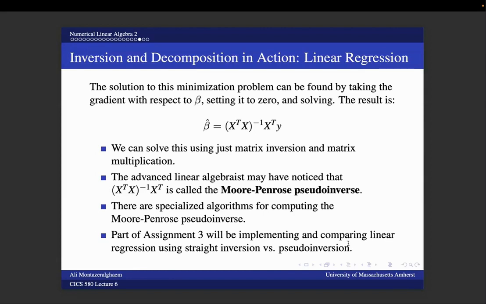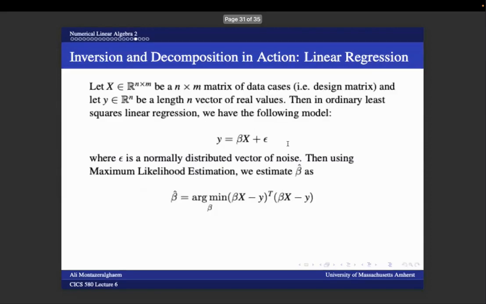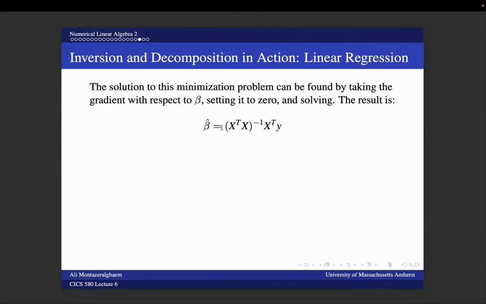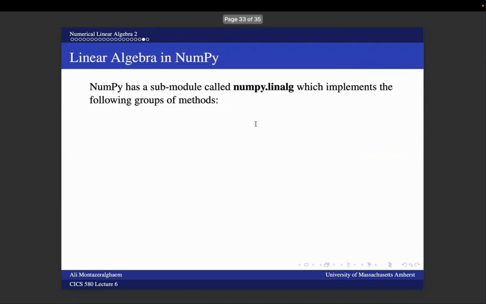So you can see now why we need to learn about computing the inverse of a matrix, because we already know how to compute the linear regression between data points and the real values using this formula, and this formula includes the inverse of the matrix, which is so important.